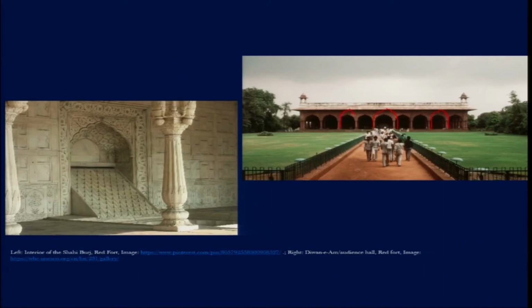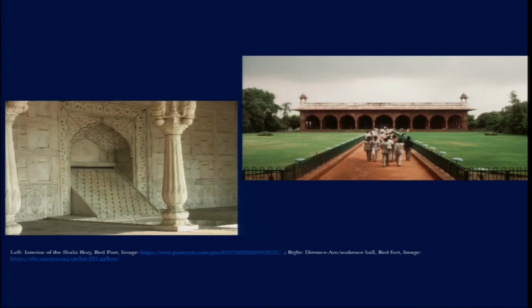So after this cusped archway was used in the Mughal structure, then they were also implemented in the Rajput architecture, in the Pahari architecture, and in the 19th century we find that particular way of making these arches became more prevalent in various other parts of the country as well. So here also we have a representation of this cusped arch gateway.